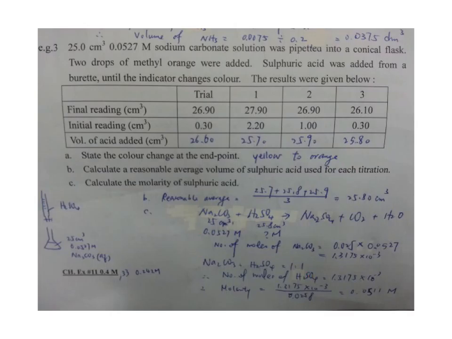Then we have found out 1.3175 times 10 to the power negative 3 moles. Then write down the mole ratio between the given data and the required data. This time we want to find out the molarity of sulfuric acid. Then the number of moles of sulfuric acid will be equal to the number of moles of sodium carbonate. Then from the formula, molarity equals the number of moles divided by the volume. The number of moles is calculated just now. The volume is the reasonable average we calculated in B. Then we found out the molarity is 0.0511 M, corrected to 3 significant figures.